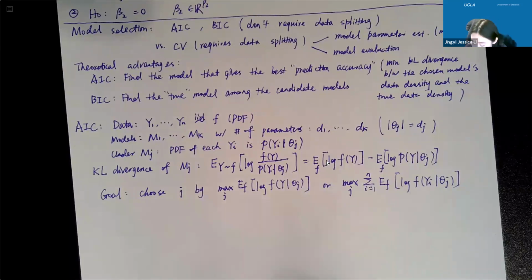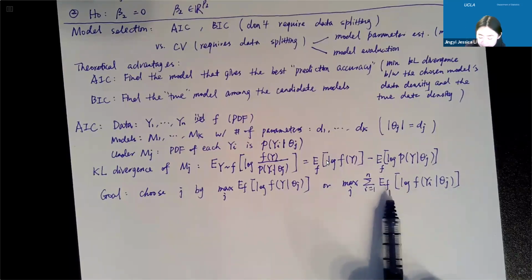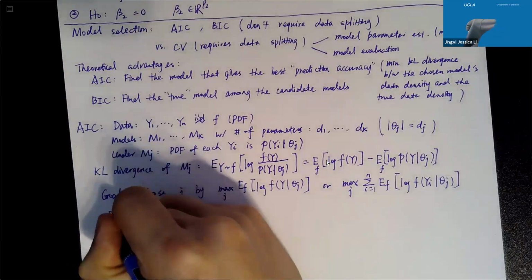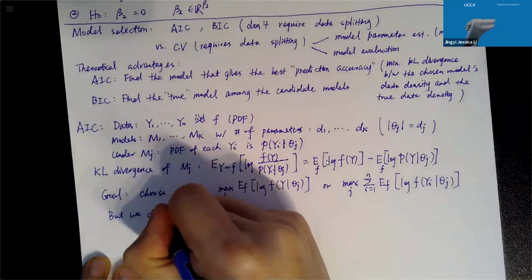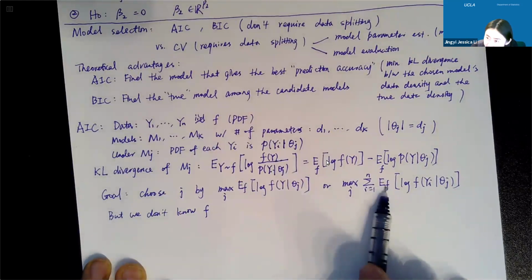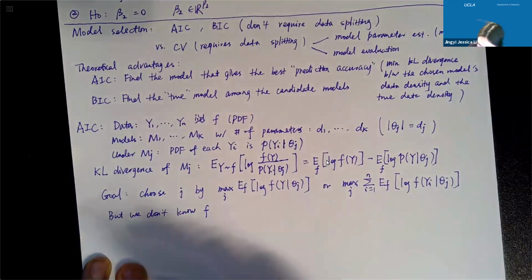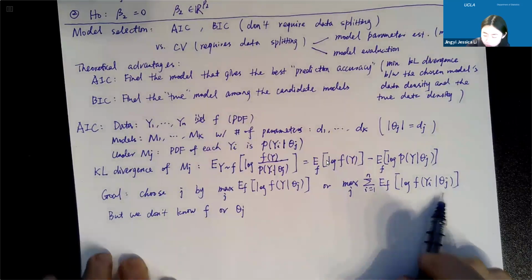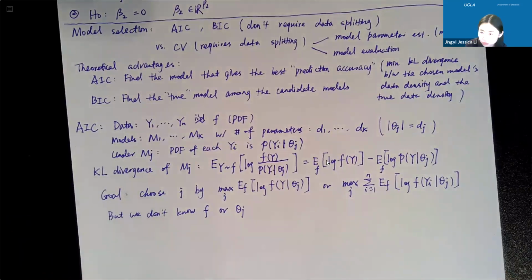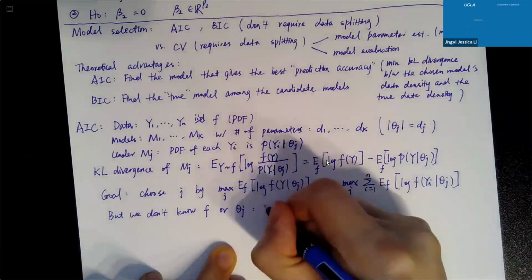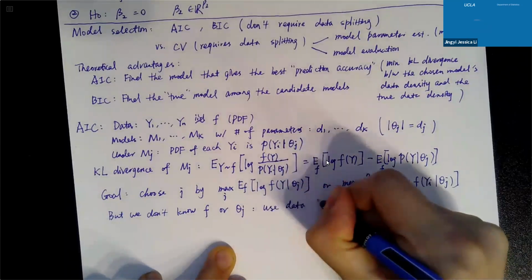Okay, but the problem here is that there are two things we cannot evaluate. We don't know F, so we cannot really calculate this expectation exactly. And we don't know what theta j is, the parameter of model j. These two things are both unknown, and we need to use our data to estimate or approximate them. So this requires us to use the data twice.